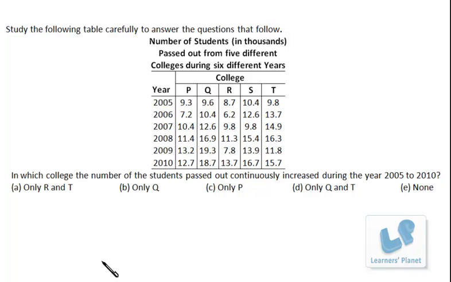Now further. In which college did the number of students passed out continuously increase during the year 2005 to 10? You just have to say in which college the numbers are in increasing order. So the first option, P is eliminated. Okay, Q, 9, 10, 12, 16, 19 and 18. Q is also eliminated because there is a downfall. Then this is from 8 to 6, still downfall. Here 12 to 9 downfall. Here from 16 to 11 downfall. So in none of the colleges is the trend continuously increasing. So it's none of these. Simple problem of observation, right?